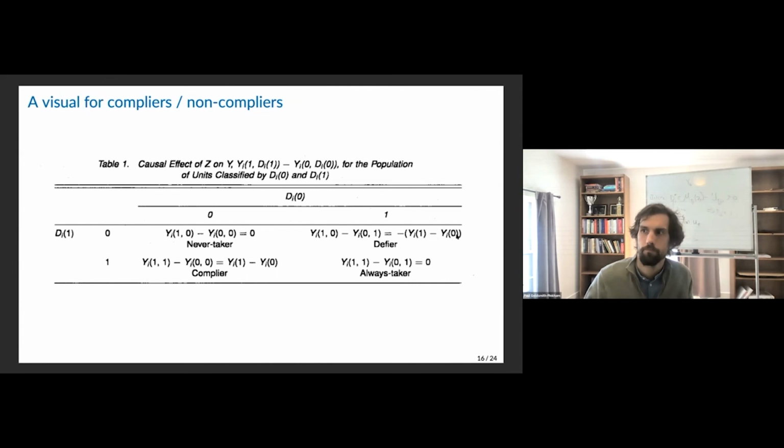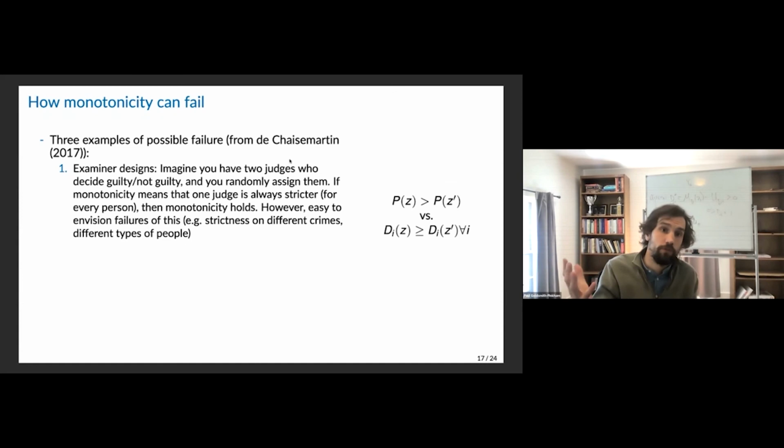This is just from that same JASA paper by Angrist, Imbens, and Rubin. So what are some examples to keep in the back of your mind of failure of monotonicity? It's always useful to have failures of monotonicity in the back of your mind. So here are three examples, from Mogstad and Torgovitsky's Quantitative Economics paper. The first is in examiner designs, and we're going to talk about this in a much more full-throated way in a week or so.